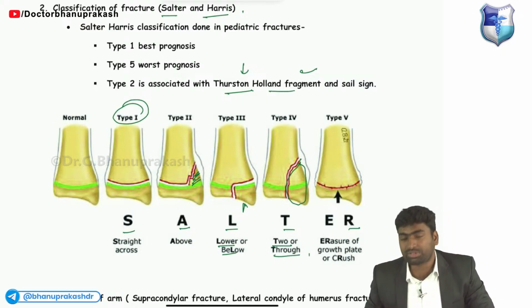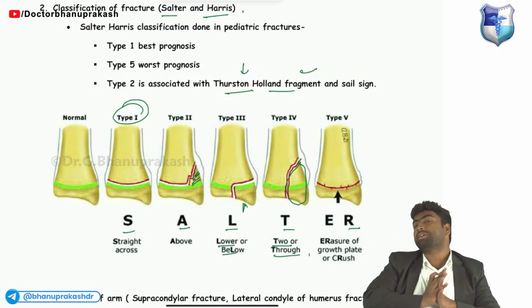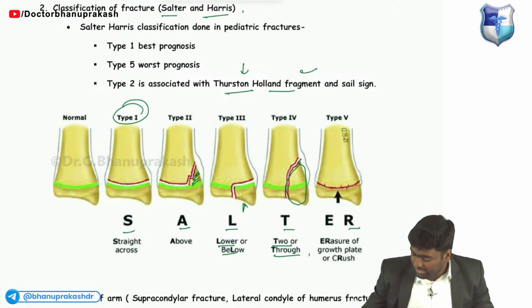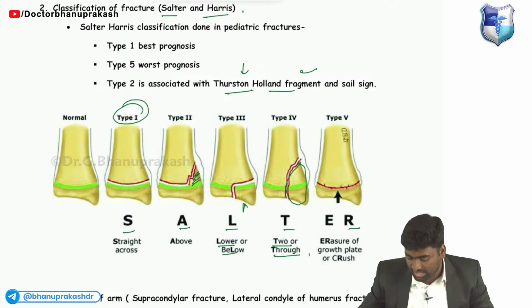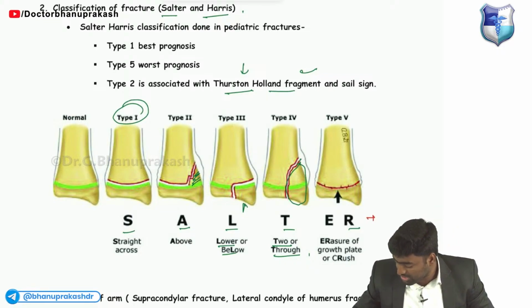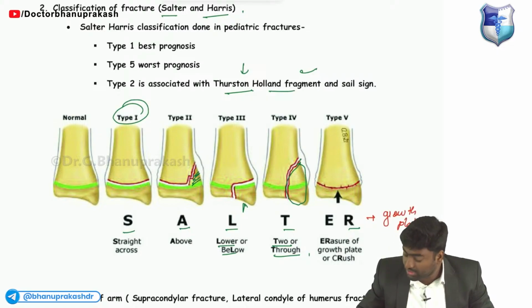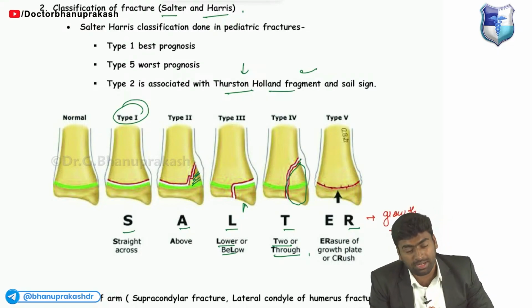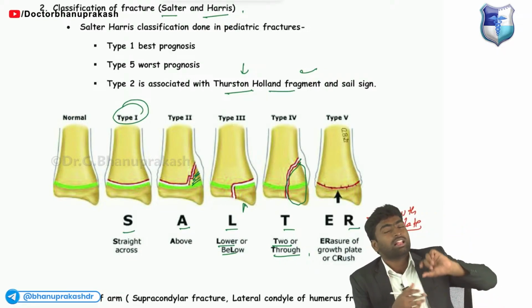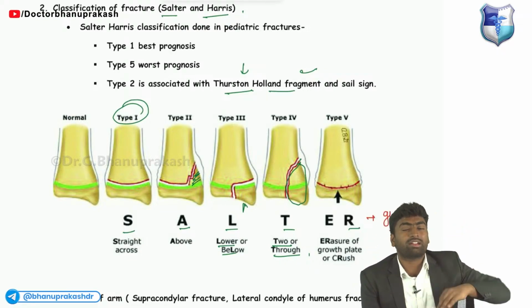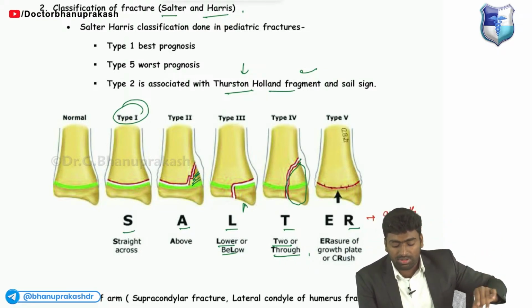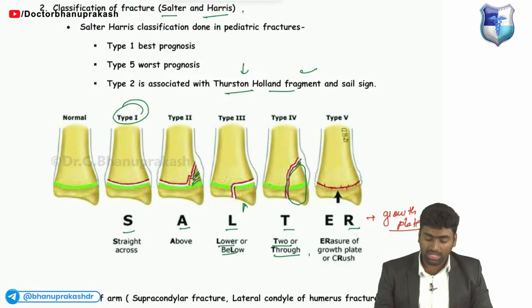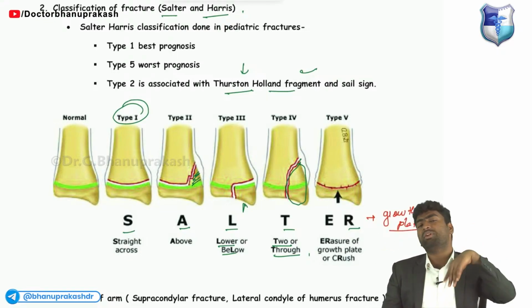Whereas type 5 is a huge compression force, and because of this compression, the growth plate, the green one, is crushed. It is the crush injury, good Dr. Shanavas, which causes crushing of the growth plate. Because of the crushed growth plate, the limb will be shortened or won't grow. The contralateral limb will be growing, whereas this limb will be short. Remember, all type 5 are diagnosed retrospectively.